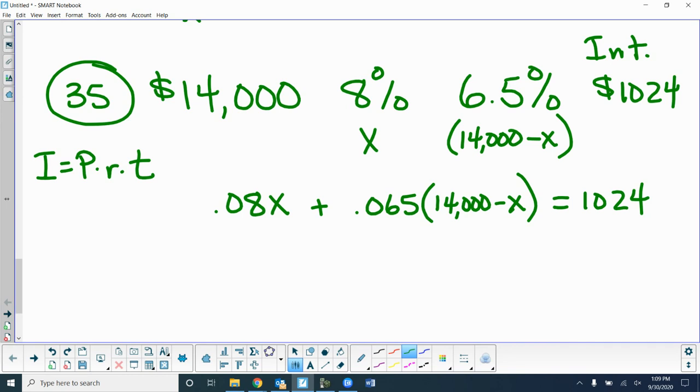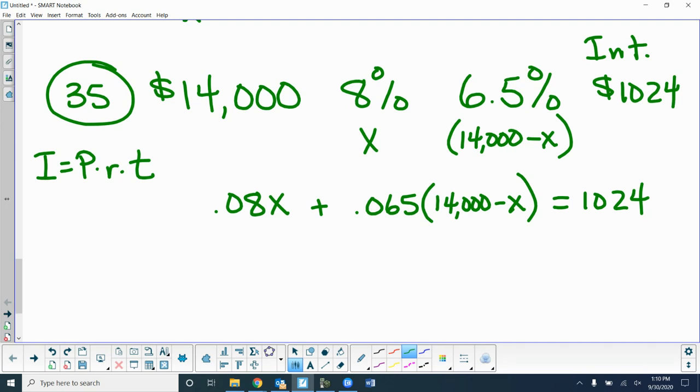Number 36 is the same way. Okay, we had 5% and 7%. So you're going to go 0.05x plus 0.07, and it was $7,500. So this would be 7,500 minus x equals, I think it was 405. Okay, so you set them up the same way, and then you just finish it up.